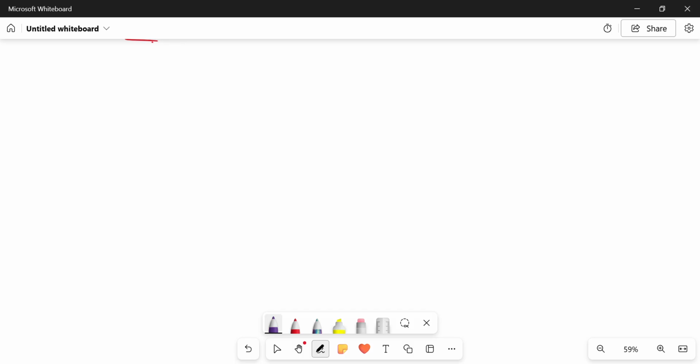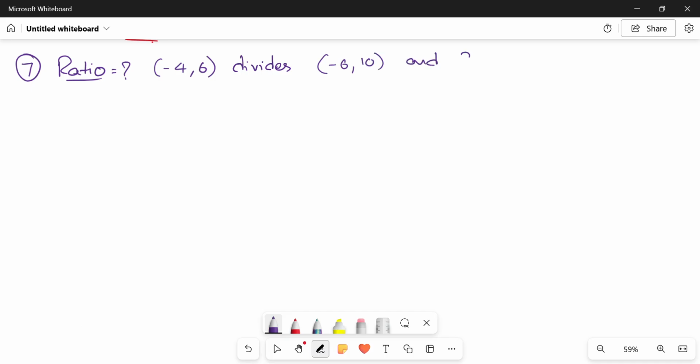In the series of PQED 10, let us see the seventh problem of grade 10 PQED, which is covering the chapter coordinate geometry. So now, what is he asking? What is the ratio in which minus 4 comma 6 divides the line segment joining minus 6 comma 10 and 3 comma minus 8?